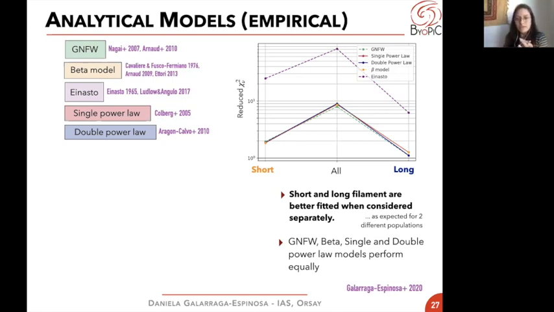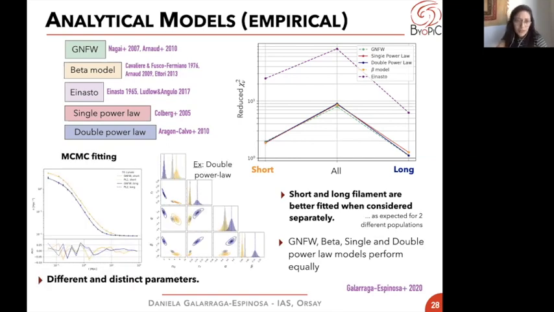We also see that the GNFW, the beta model, and the single and the double power law are equivalent. They perform well, but the IAS-Orsay model is not adapted to fit these density profiles. And here we can see some corner plots of the MCMC exploration of the parameters, for example, for the double power law. And the profiles there are the resulting fitting curves of GNFW and the double power law that match quite well with the data.